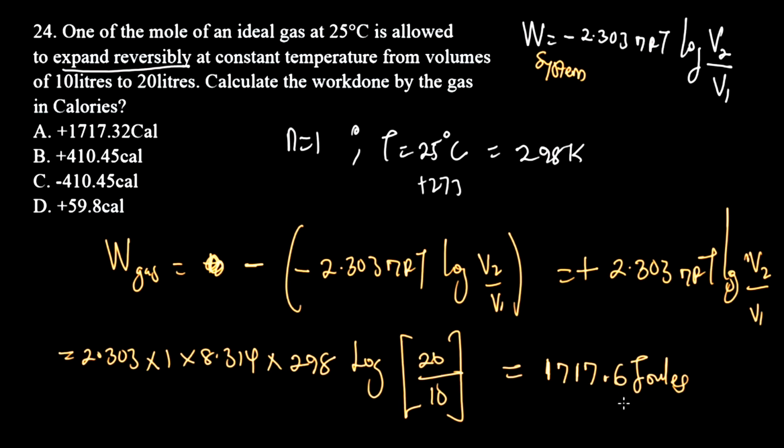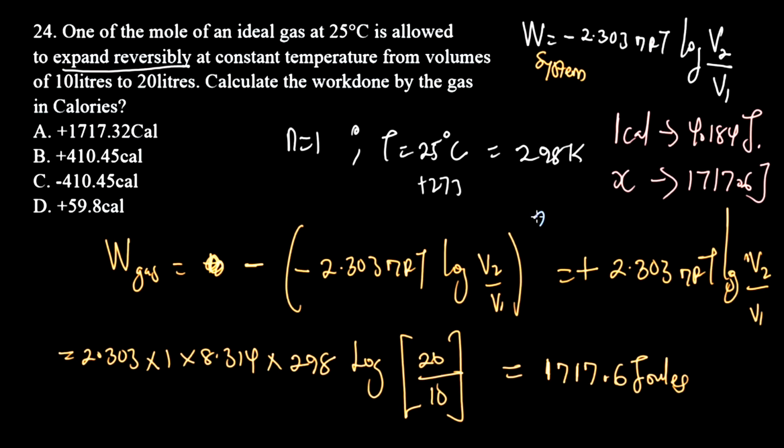Now for us to convert this to calories, we have that 1 calorie equals 4.184 joules, right? Having 1717.6 joules, let's call this x. So x equals 1717.6 over 4.184, which gives 410.5. So the answer is this. Remember that this is positive. Everything we got here is positive. They asked for the work done by the gas, not the work done on the system.